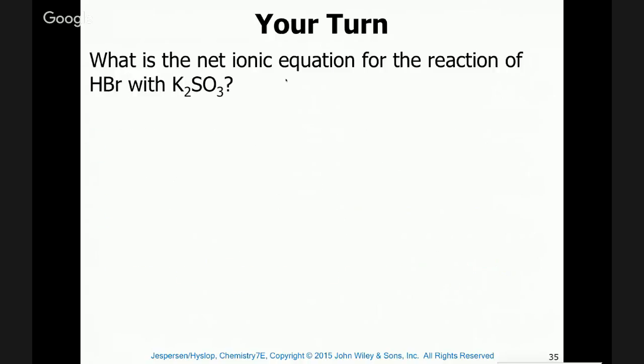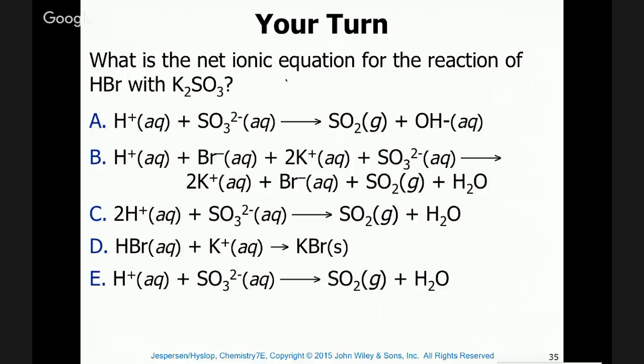What is the net ionic equation for the reaction of hydrobromic acid and potassium sulfate? Sulfite, sorry. SO3 is sulfite, by the way. I think I said that wrong earlier, but it is sulfite. So what do we get? C. SO2 is our gas and water.